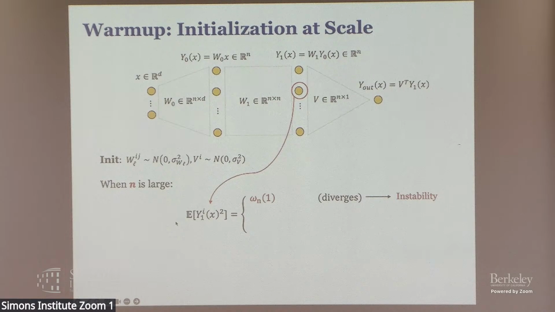There are three scenarios generally as n grows. Either this expectation will diverge as n grows, and you don't want this scenario, because it means numerical instability.